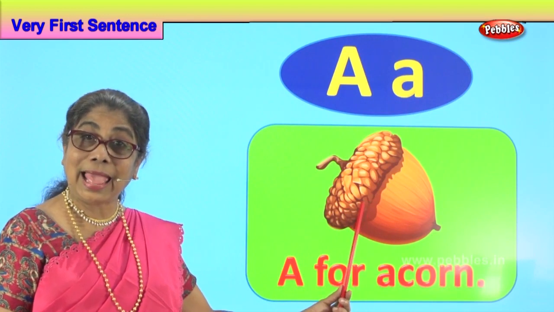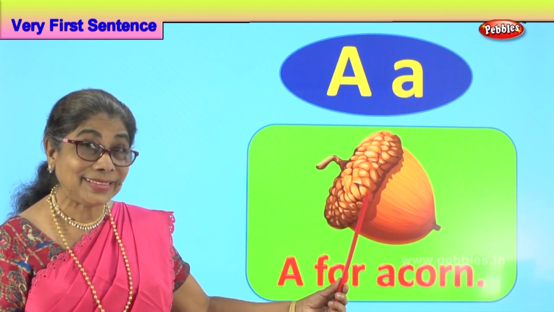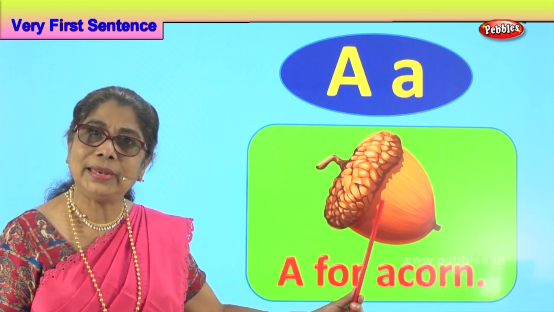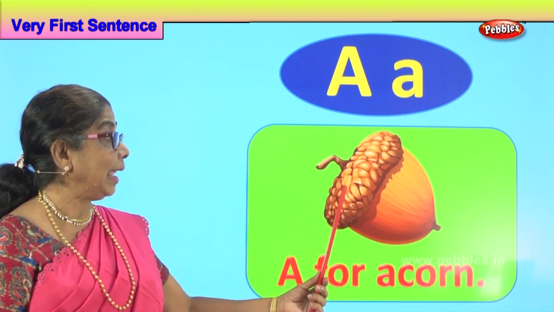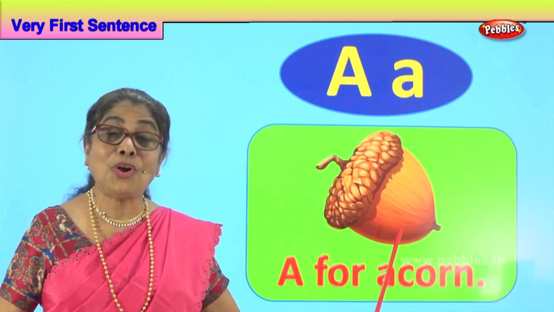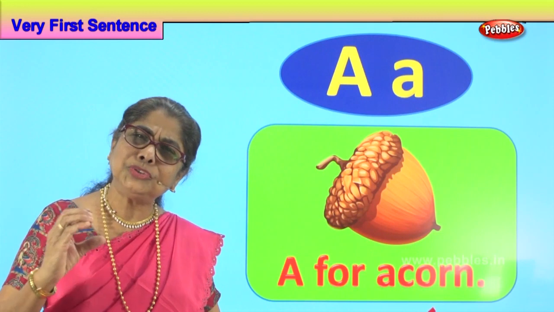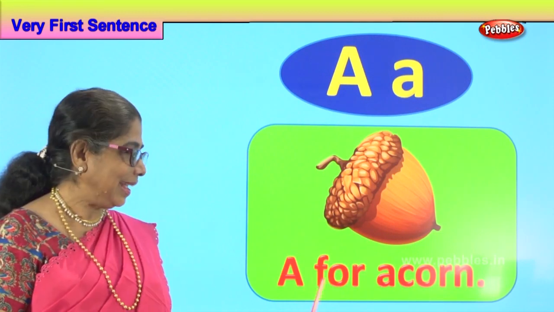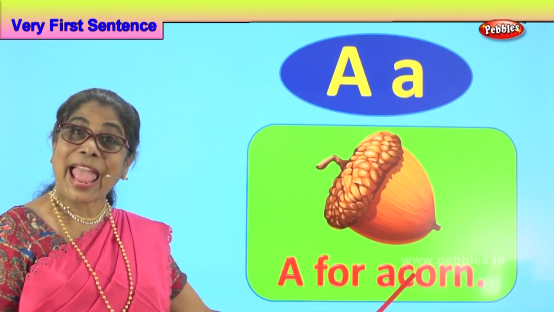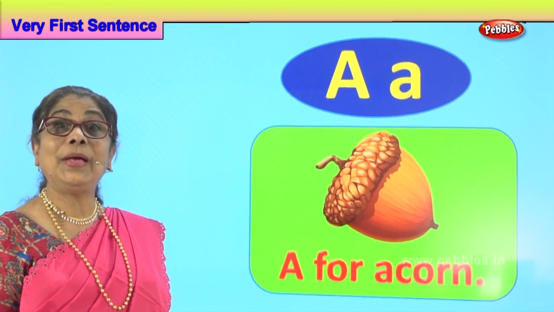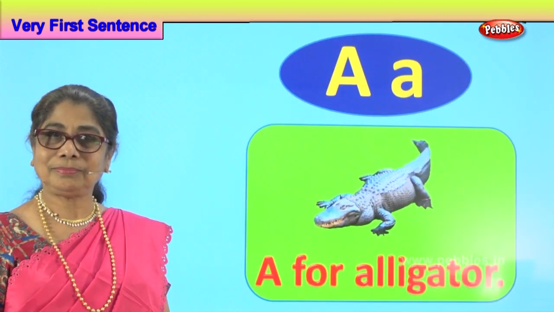Now, this little acorn, you might have seen in Chicken Licken. What happened? On Chicken Licken's head, this tiny acorn fell, and she thought the world was ending because chicken is tiny. Let's read together. A for acorn. Good. Let's go to the next picture.